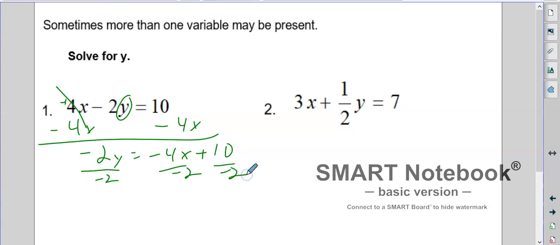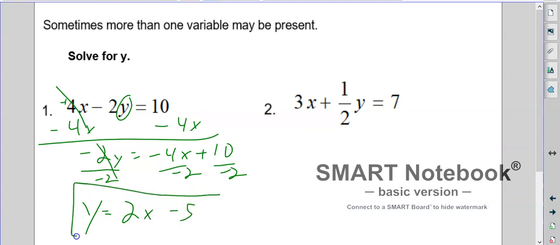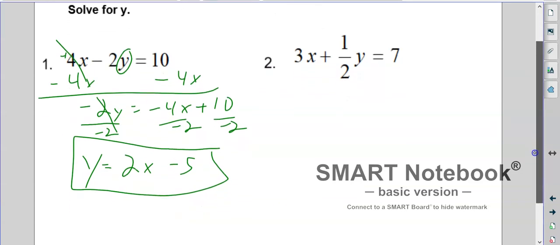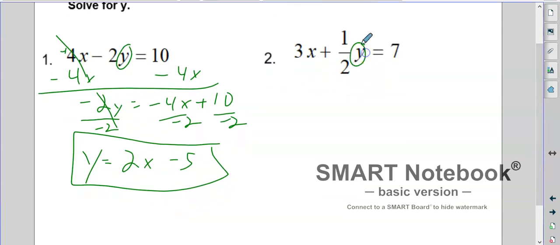Everything divided by negative 2. That cancels, and we find out that y is equal to negative divided by negative is positive, and then a positive divided by negative is negative. And you might remember from Algebra 1, that's in slope-intercept form, where negative 5 is your y-intercept and 2 is your slope. All right, again, we're solving for y.